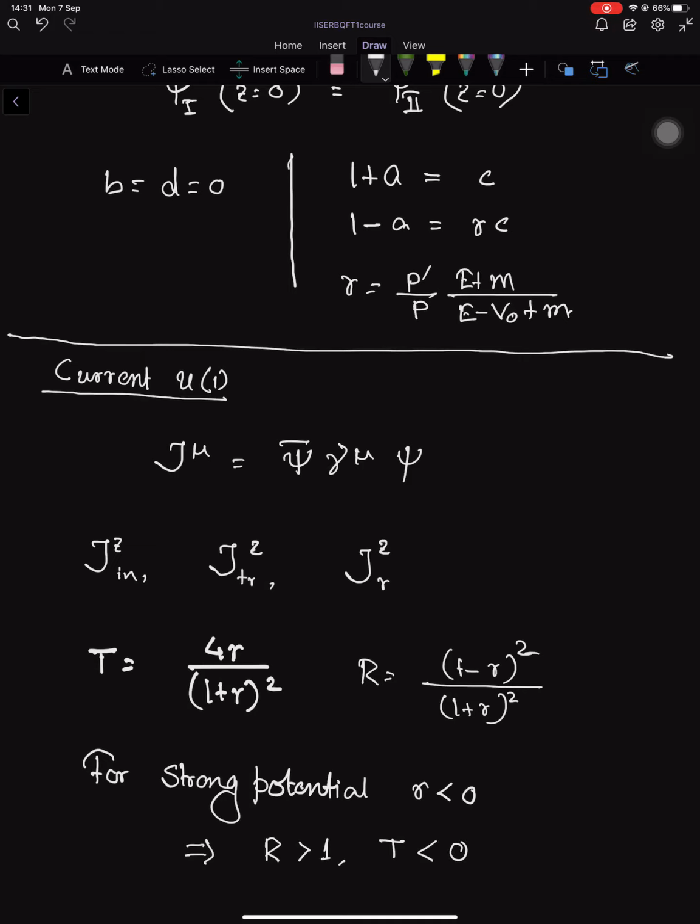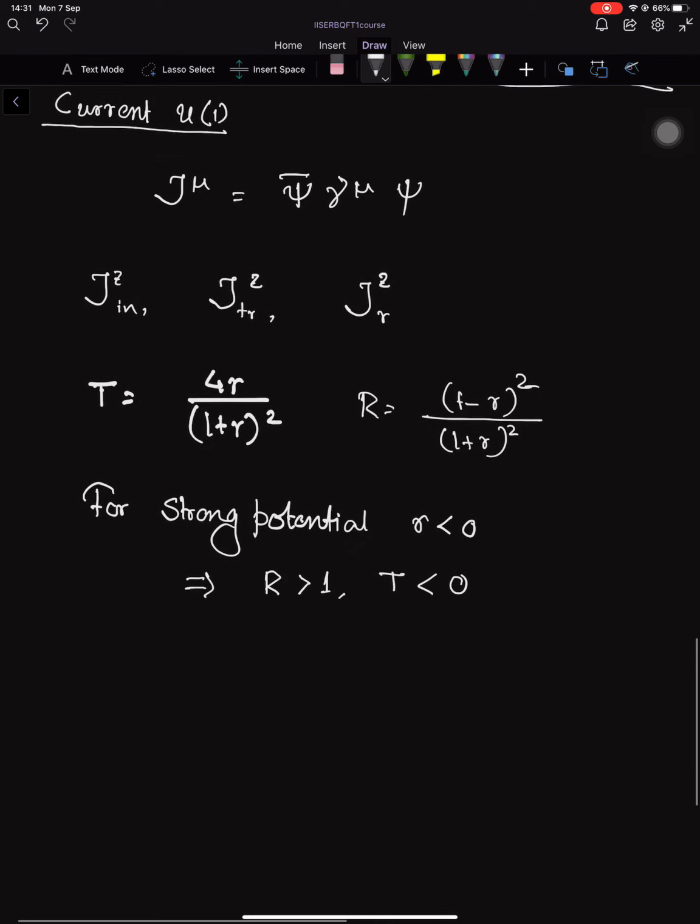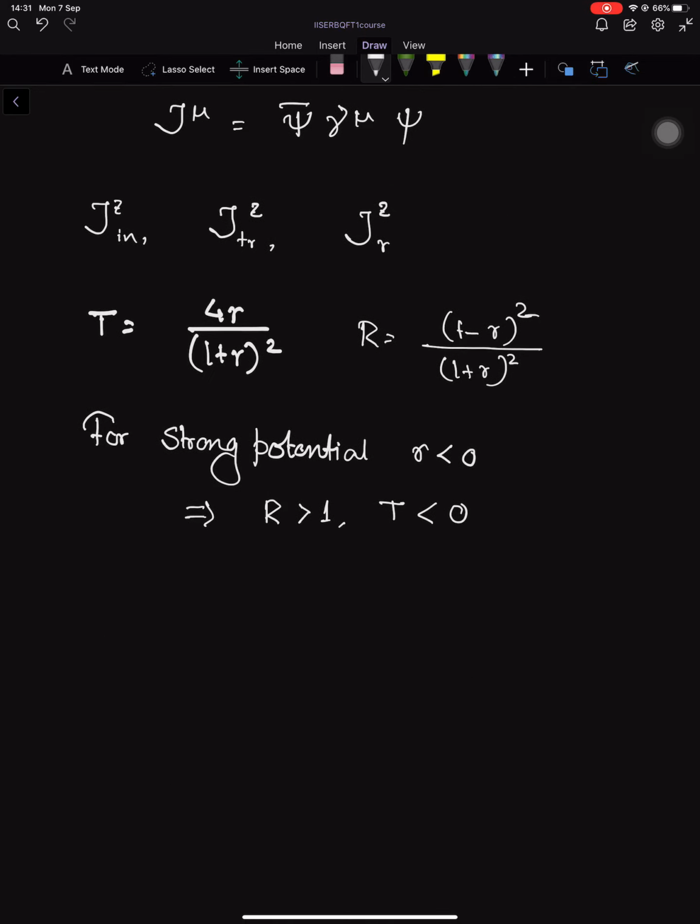This is the same conclusion that we arrived at from the Klein-Gordon equation: if we send something, the reflected wave is greater than the incident wave, and the transmitted wave is less than 0. So it's the same sort of issue that we got for the Klein-Gordon particle. So what's happening here? Let's try to discuss. The physics is roughly the same for the Dirac particle and the Klein-Gordon particle.